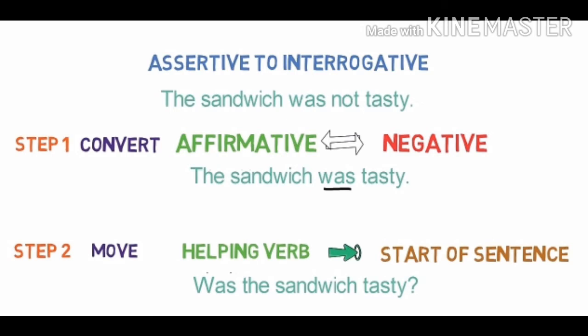Now hope you understood the idea of how to convert assertive to interrogative. First you have to keep in mind the meaning should not be changed. Other thing, if it is positive, you will make it negative. If it is negative, you will make it positive. Now let's see 2 different cases which you have to keep in mind while transforming assertive to interrogative sentences.